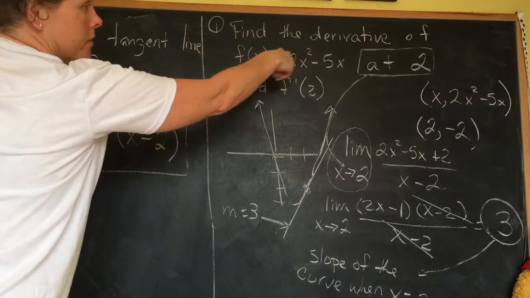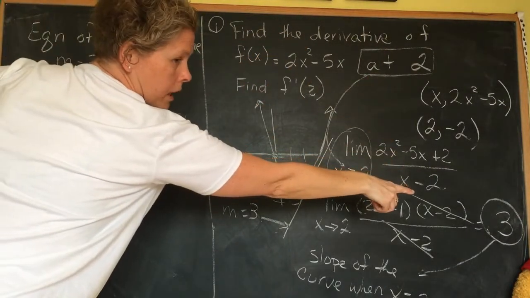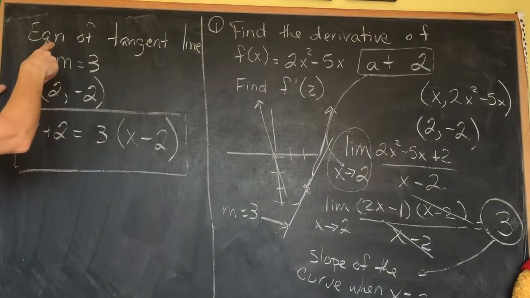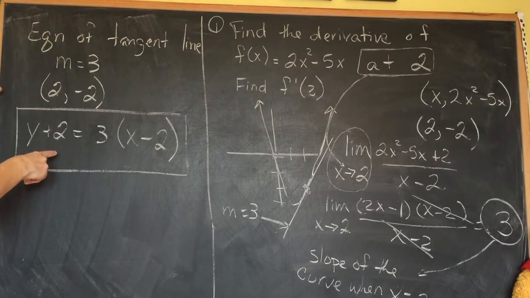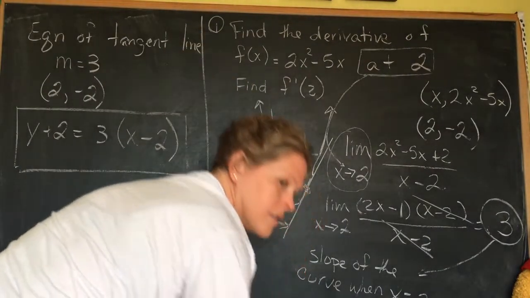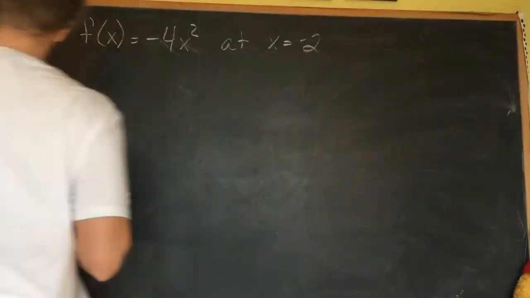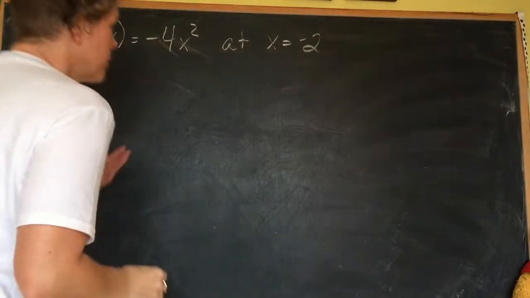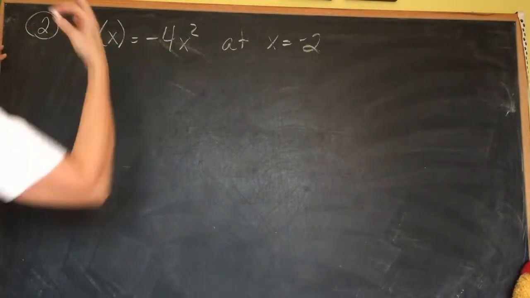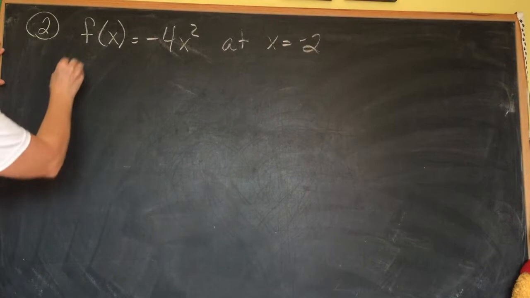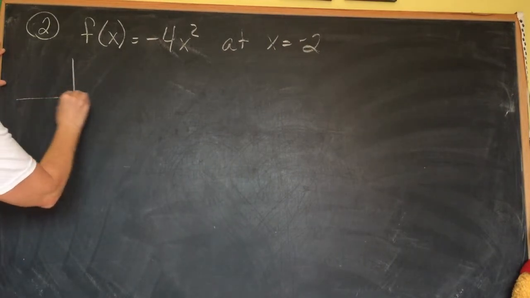So find the derivative of the function. That answer is 3. Find the equation of the tangent line. That answer is right here. All right, so let's look at another one and see if you got it. Let's look at example 2 here. Okay, so a two-parter. We're going to find the derivative first, and then we're going to find that equation of the line.